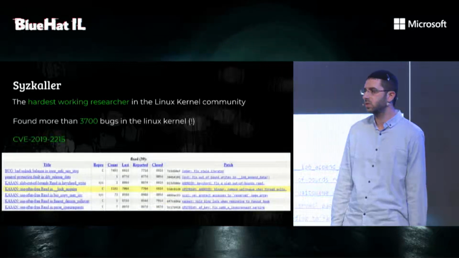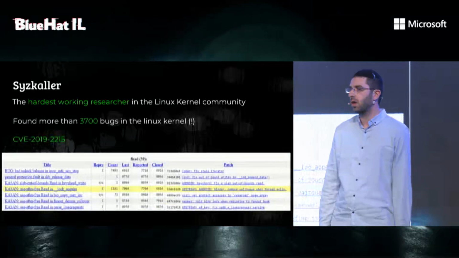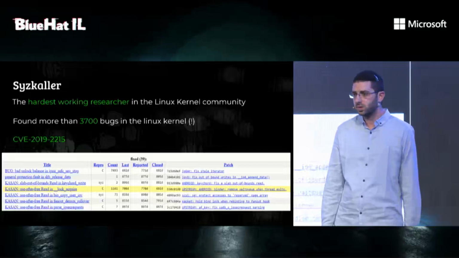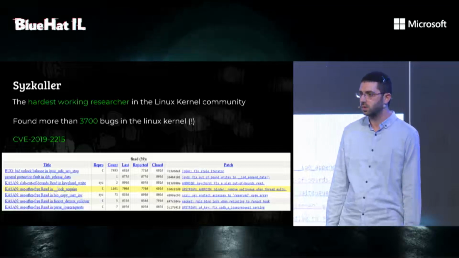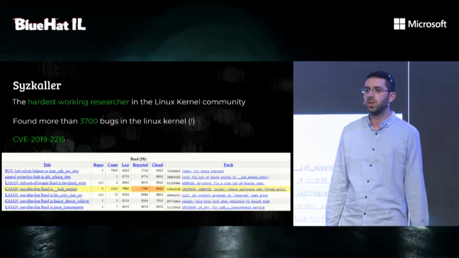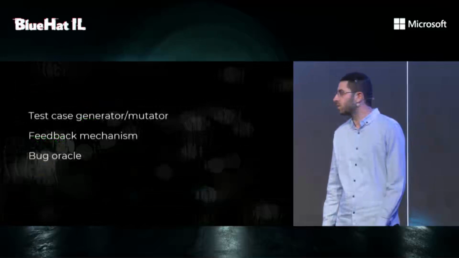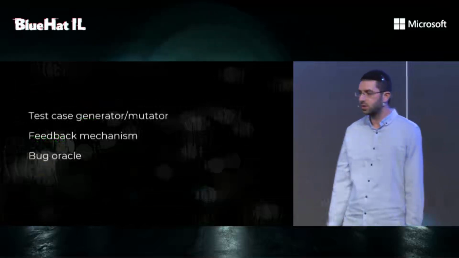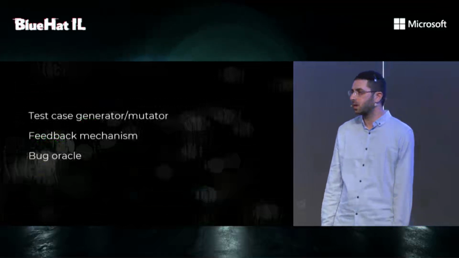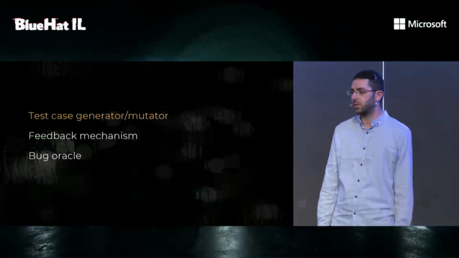One example is CVE-2019-2215, a use-after-free in binder which was found being exploited in the wild. As you can see in the screenshot below from Syzbot, Syzkaller's online dashboard, it was found 2 years prior by Syzkaller. If you recall from a few slides ago, these are the 3 foundations of modern fuzzers. Let's see how Syzkaller answered these criteria, starting with test case generator mutator.